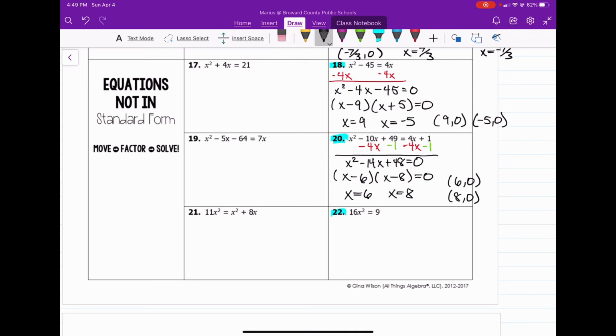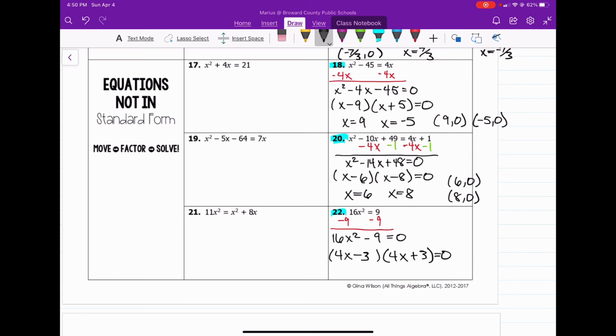And the same thing for number 22. We're going to go ahead and subtract 9 from both sides. But we don't have anybody to match the 9 up with. So when we rewrite it, it's going to be 16x squared minus 9 equals 0. And we can use the difference of squares here. If we take the square root of each one, that's going to be 4x minus 3 times 4x plus 3.